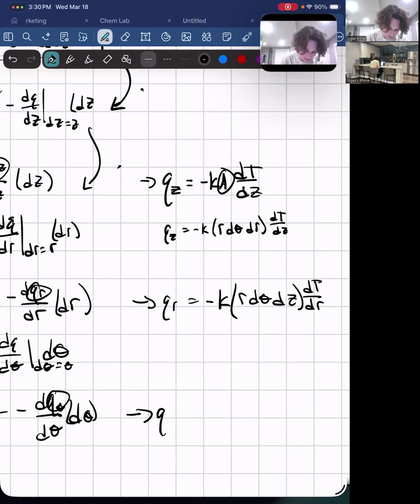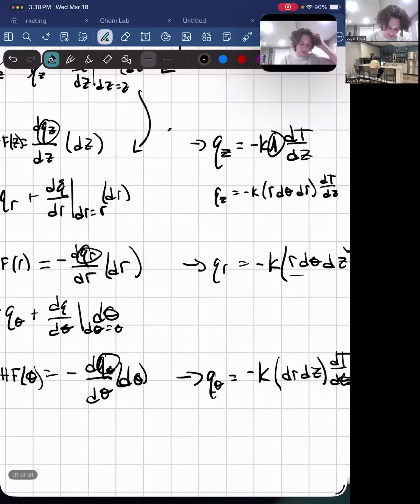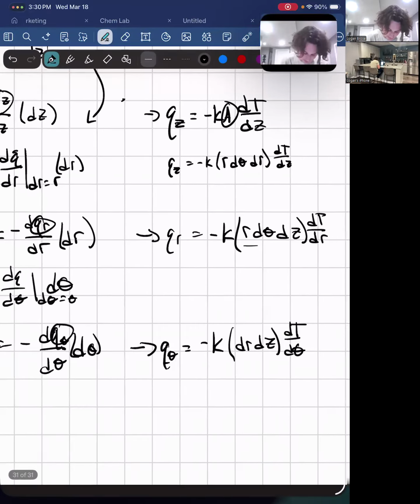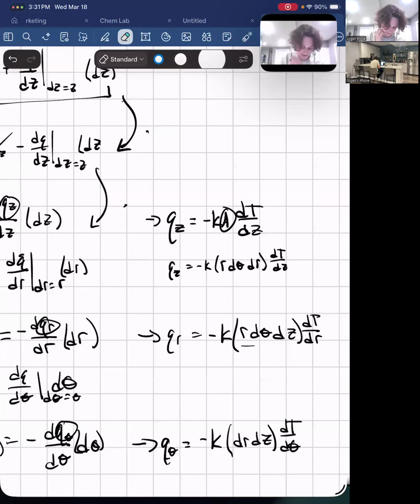And then here we have our q theta equals minus k. And we have our theta here, so we do not need this r d theta value. So we have dr dz dT d theta. And so then we can plug all these values into these equations here.